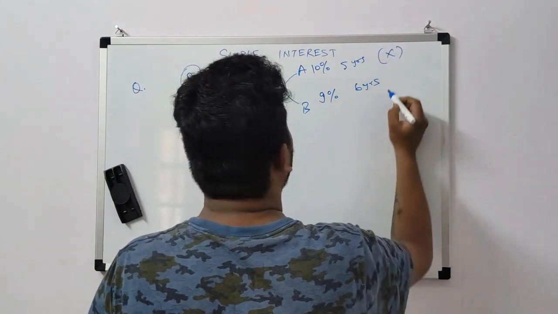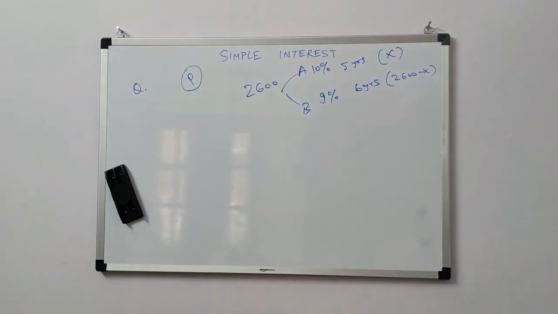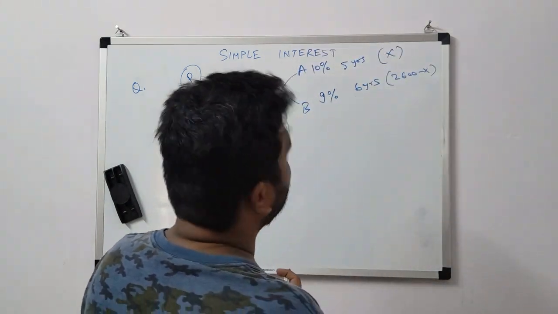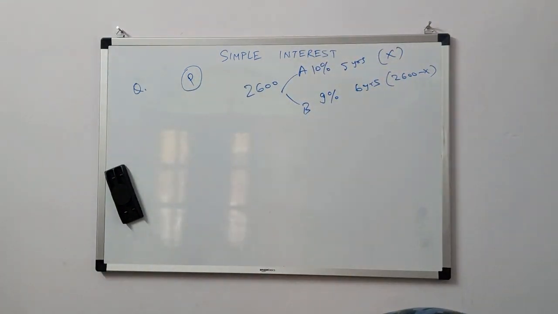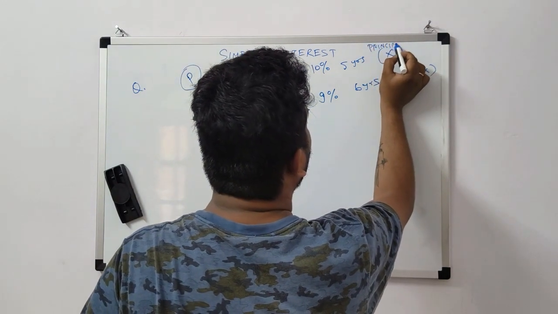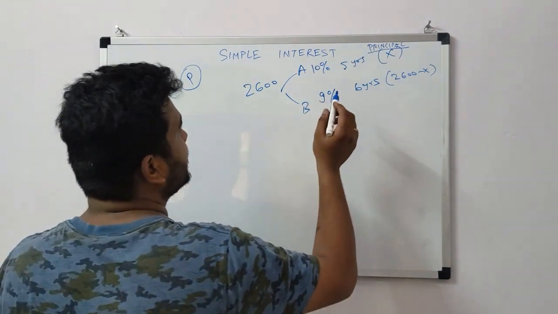So again take it as x. This is 2600 minus x. Reduce the variables. Now what? A sum of 2600 is lent out. Okay. And it is asking the sum lent out. So guys, this is a principal, okay? Don't get confused in your own variable marking. So this is x. This is principal.